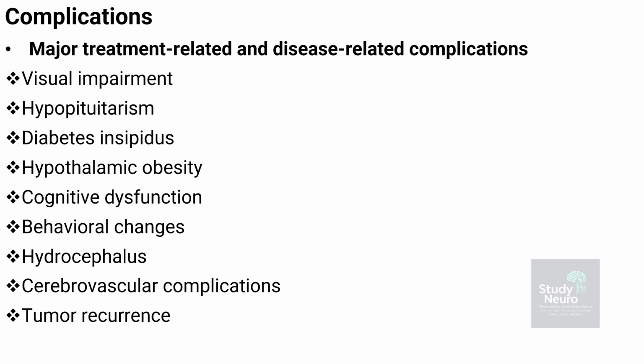Hypothalamic obesity can develop when hypothalamic injury disrupts appetite and energy regulation, sometimes causing severe and difficult to control weight gain. Cognitive dysfunction and behavioral changes may also occur, particularly when the hypothalamus or nearby brain structures are affected. Hydrocephalus means abnormal accumulation of cerebrospinal fluid within the brain, which can result from obstruction of normal fluid pathways. Cerebrovascular complications are less common, but may occur when major blood vessels are affected by the tumor or treatment. Finally, tumor recurrence remains an important concern and requires continued imaging surveillance after treatment.